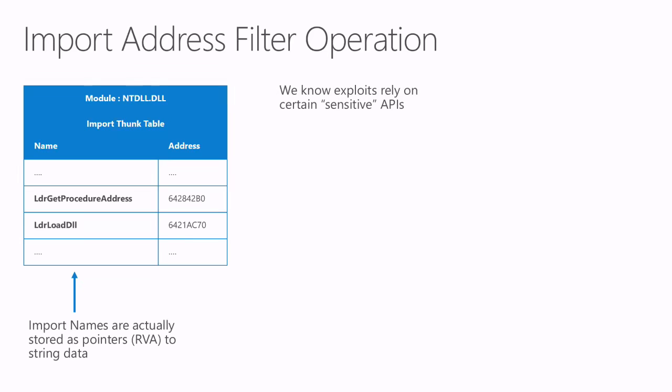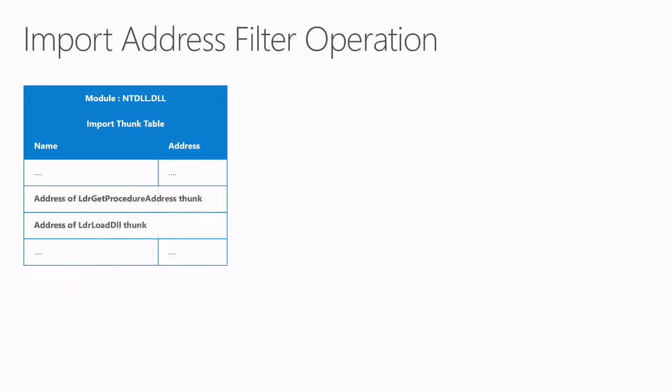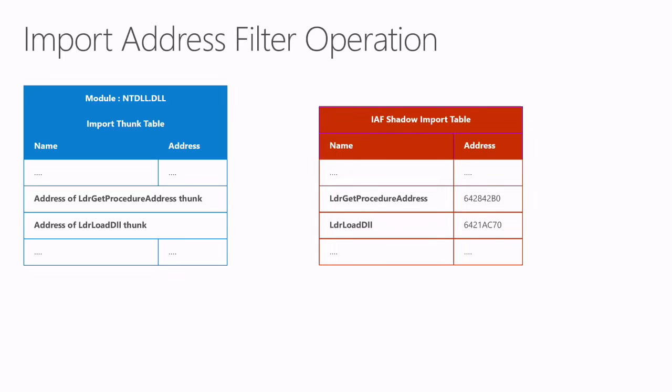So we know that attackers are looking for sensitive APIs that they want to call in their exploit. And we can have a bound list of these sensitive APIs that we want to detect and block resolution of through the import table. For the ones that we care about, we can do something sneaky, and we can actually redirect these pointers or relative addresses. Instead of having them point to the string data in the DLL, the way it would normally be, we can point them at some memory that we allocate as part of the mitigation, creating something called a shadow import table.